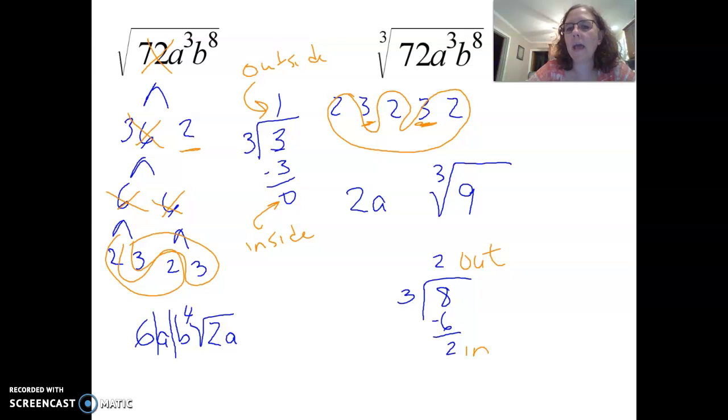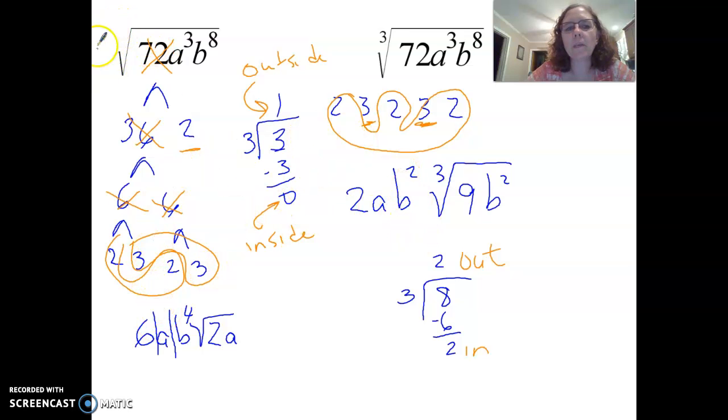So I'm going to have b to the second on the outside because 3 goes into 8 2 times. And I'm going to have b to the second on the inside because there's 2 left over. Okay, so now here's a difference between square root and cube root.